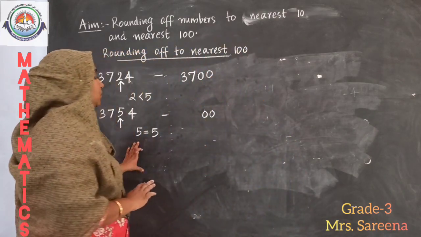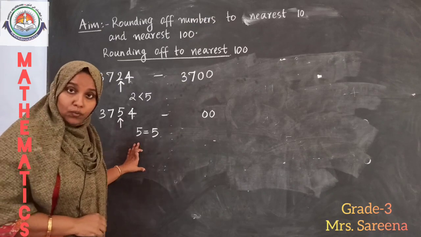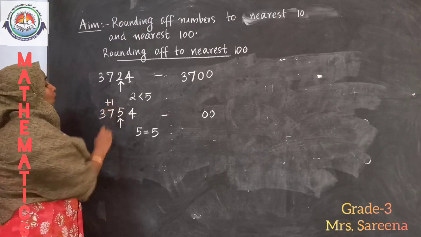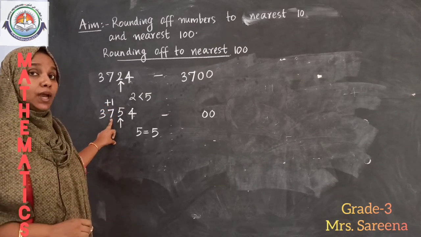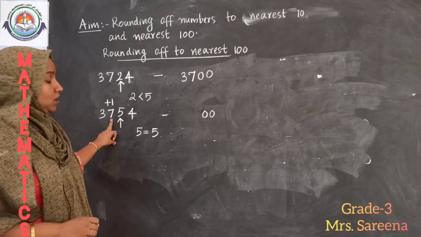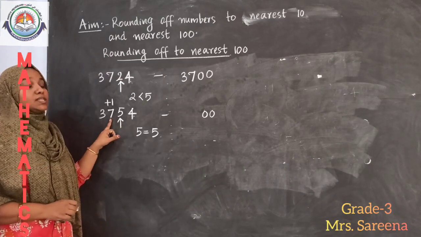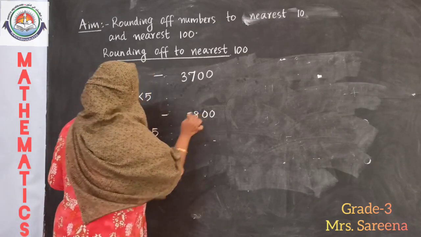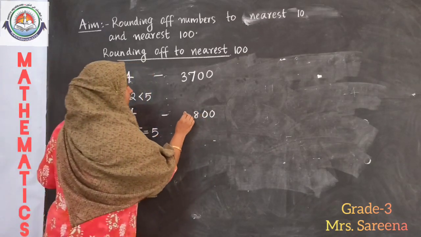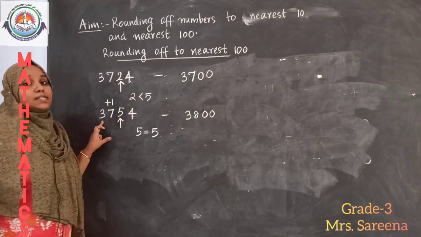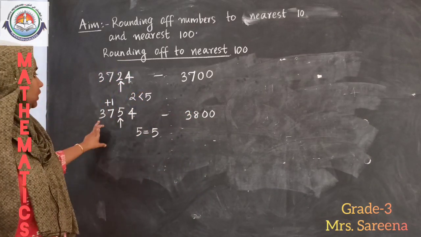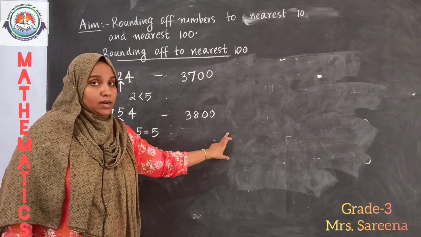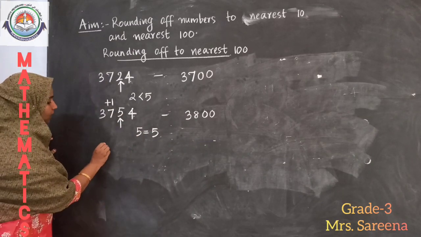Like in rounding off to the nearest 10, here also, if the number is equal to 5 or greater than 5, plus 1 is added to the number at the hundreds place. What is the number here? It is 7. So 7 plus 1 is 8, and the digit at the thousands place remains the same. So after rounding off 3754, we got 3800.